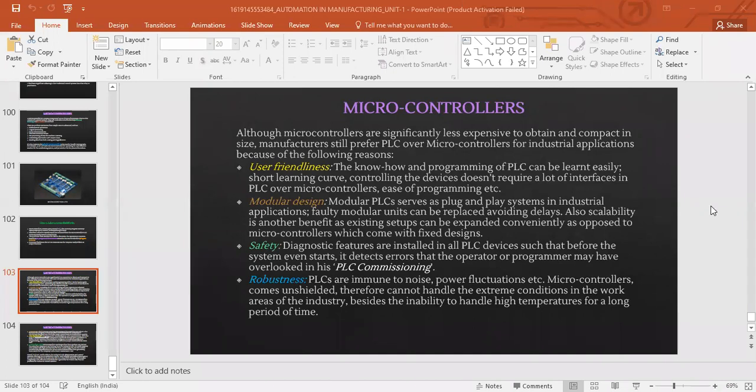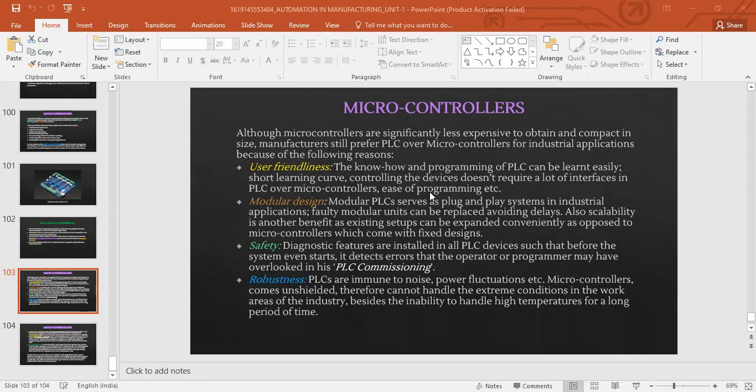So you see, that was the reason why they are user friendly. What we are talking about is the reasons why PLCs are preferred over microcontrollers. So PLCs are more user friendly than microcontrollers. That's what we mean. Because of all these reasons, right? Ease of programming and does not require a lot of interfaces. Short learning curve, very easy, right? Know-how is easy.